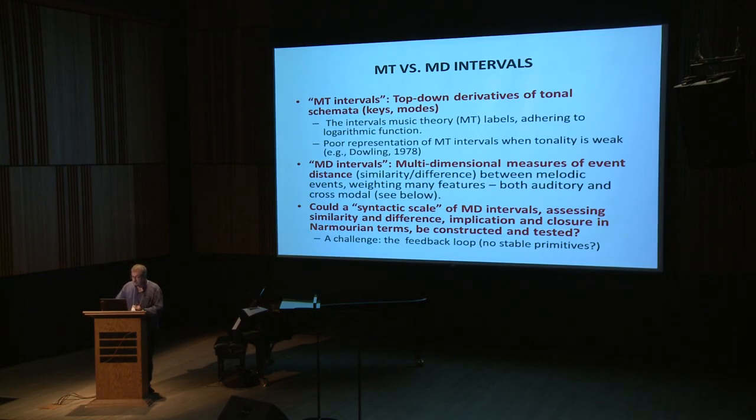of implication and closure in Narmourian terms, be constructed and tested? That might be an interesting challenge, and specifically given the feedback loop, which means that there are no stable primitives. The primitives keep changing because of learning, because of top-down influence. That's tough. I don't know how to do this, but I think Eugene would, and we will hear this.